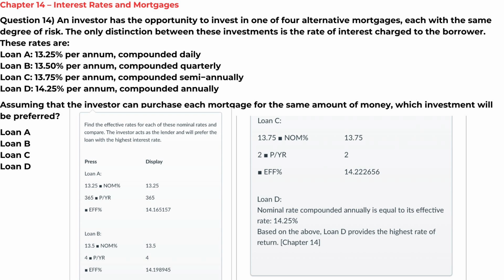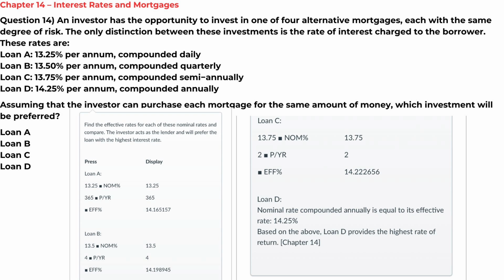Shift effective. Calculator display 14.165157. That is J1 equals 14.165157. Loan B: 13.5 shift nom 4 shift PYR. Shift effective. Calculator display 14.198945. That is J1 equals 14.198945. Loan C: 13.75 shift nom 2 shift PYR.